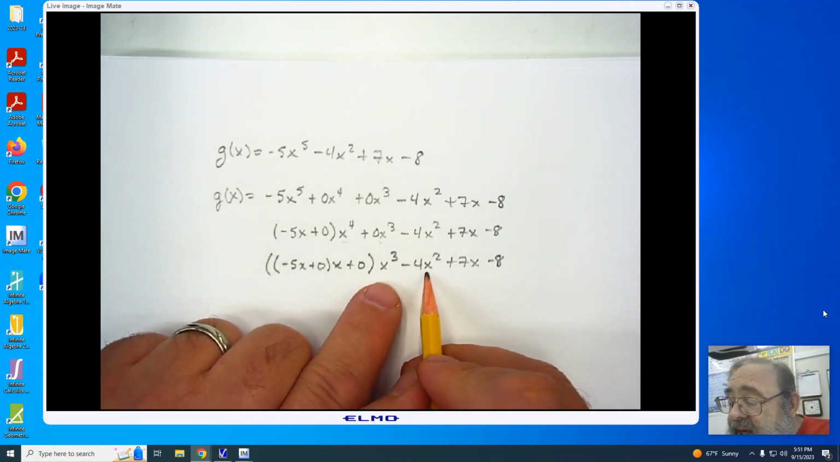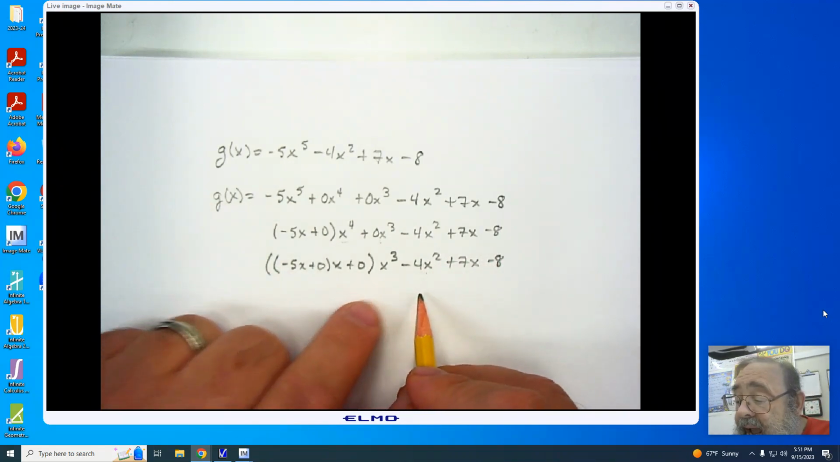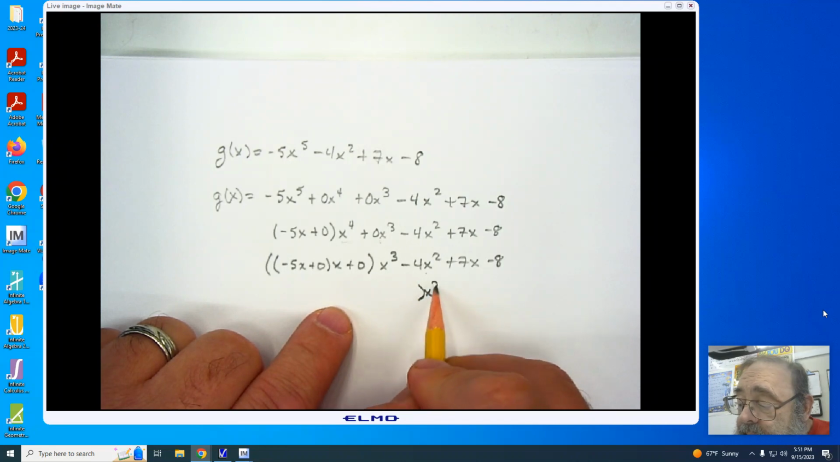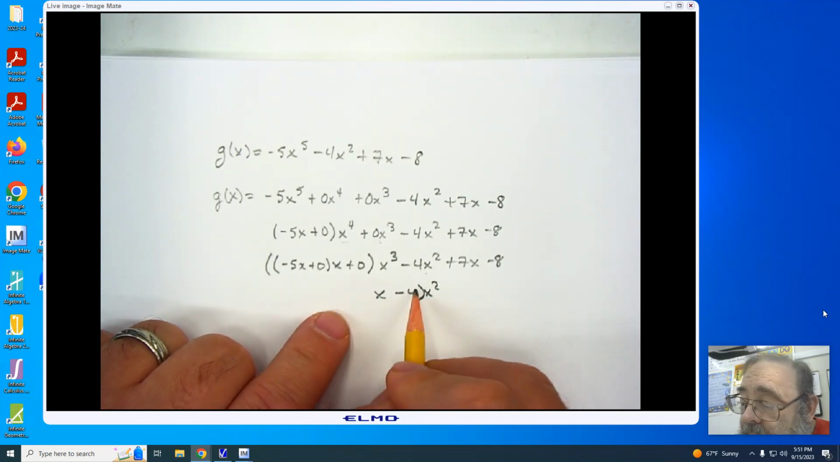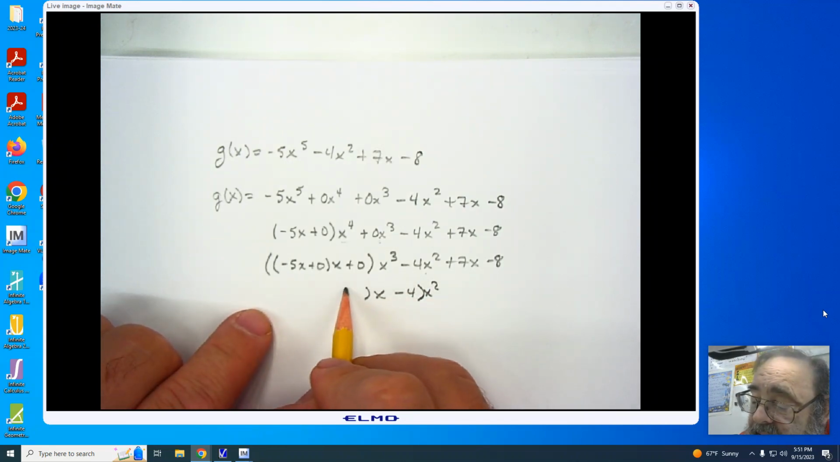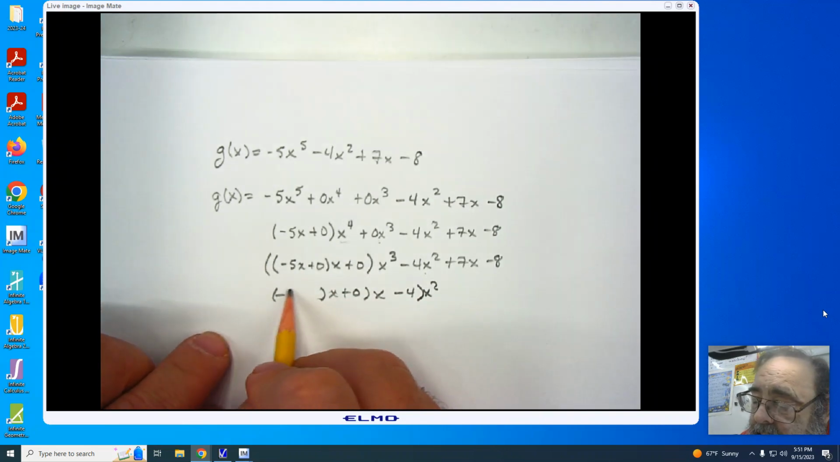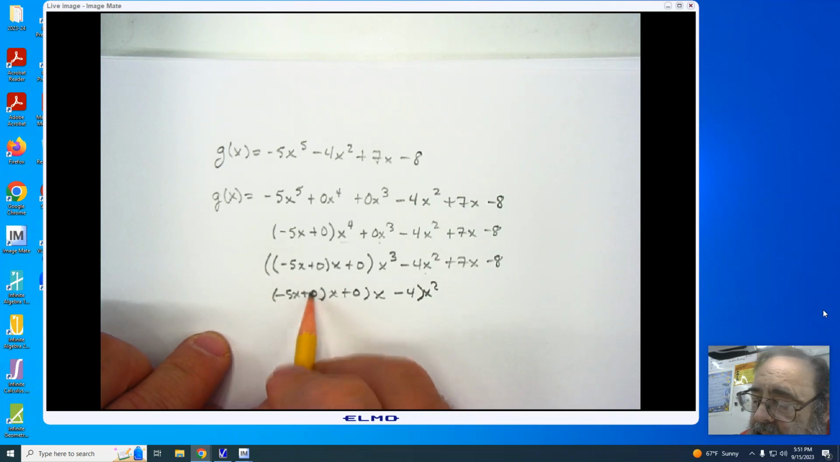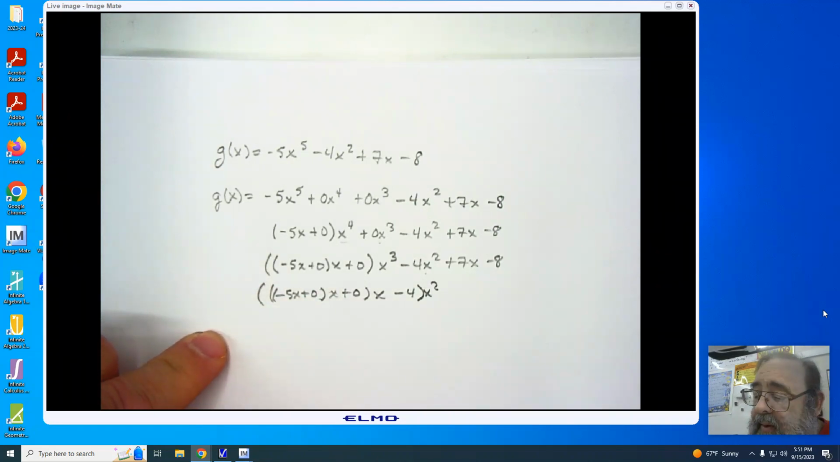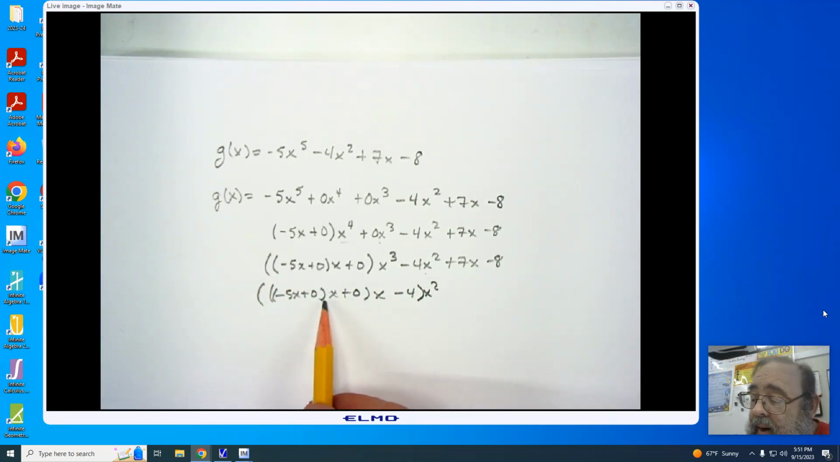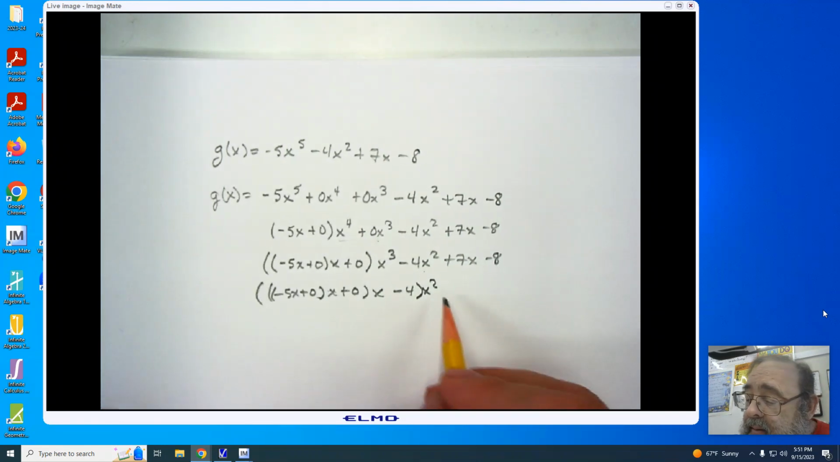I'm now looking at these two. I can factor out an x squared. It's going to give me x minus 4. Everything is still remaining the same. And each time I go to the next level, I put another place keeper. You'll notice I have 1, 2, 3, 1, 2, 3.